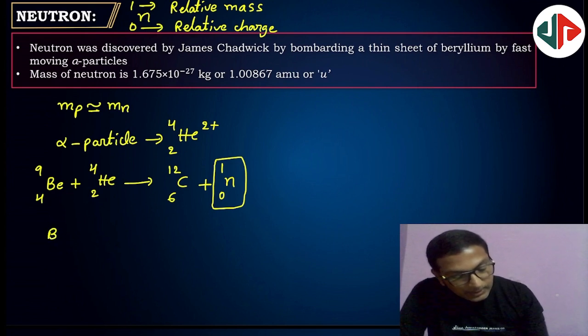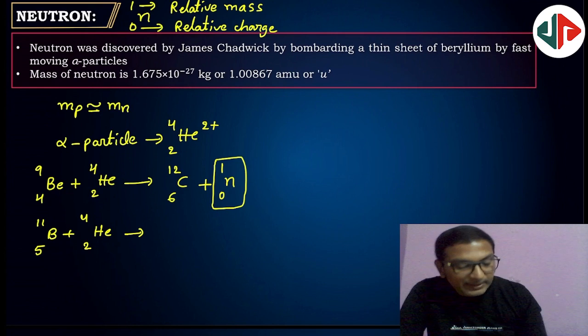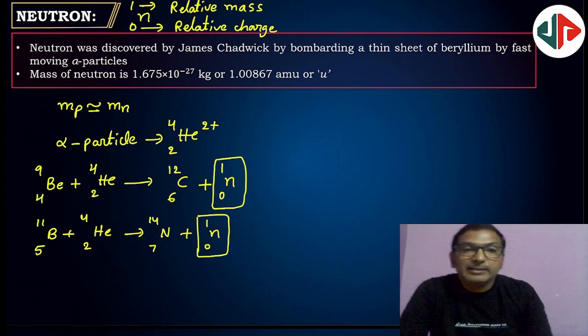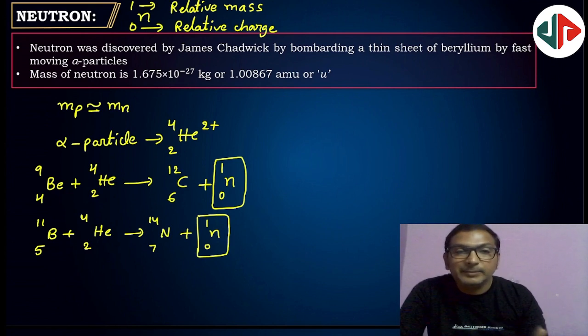Similarly, we can write boron 5, 11 plus helium 4 2 gives 5 plus 2, 7. 7 means we will get nitrogen 7. 11 plus 4, 15. Write 14 here. And 1 neutron will be emitted. In these two reactions, neutrons will be emitted. Neutrons means here, remember, neutral particles.